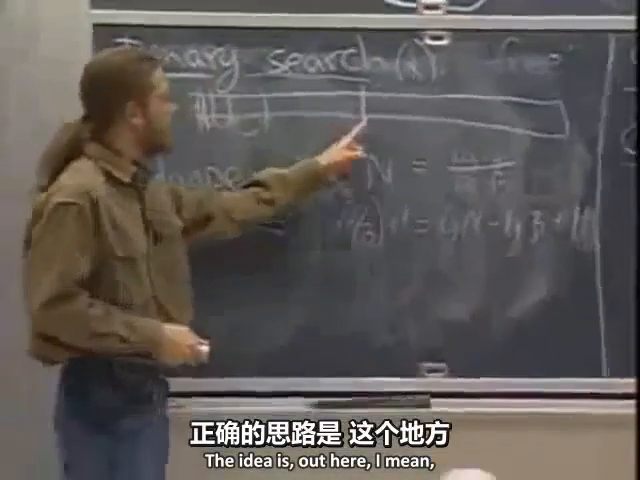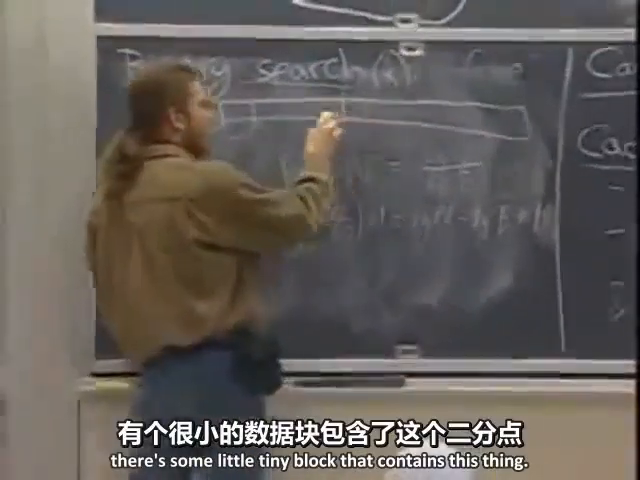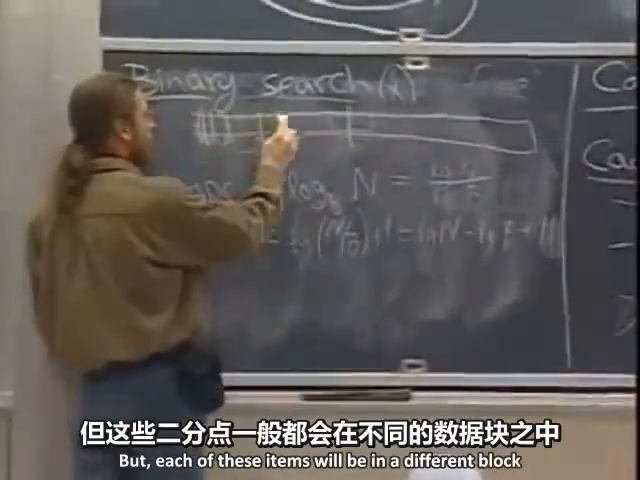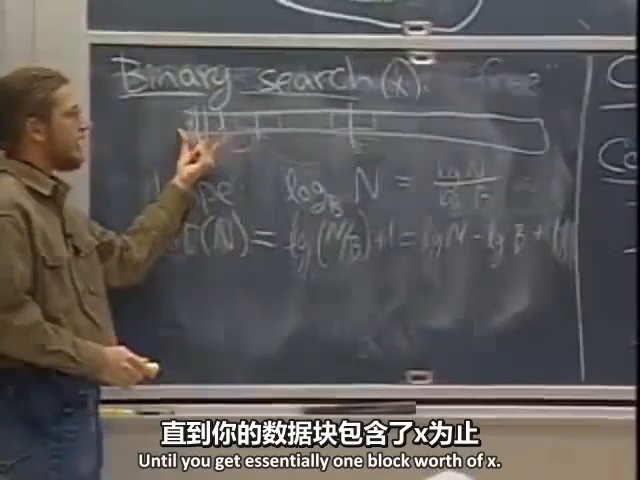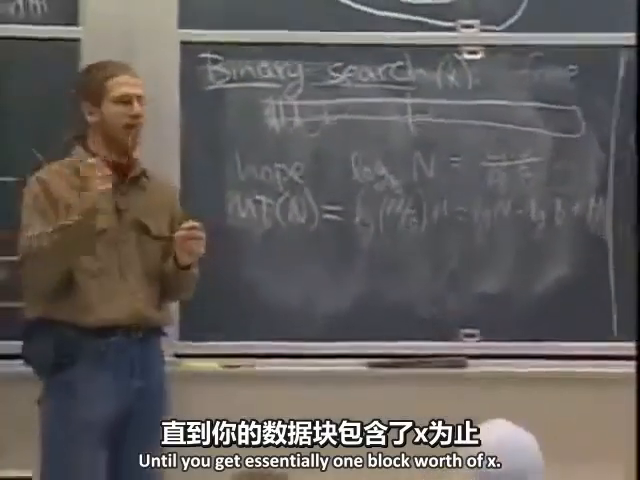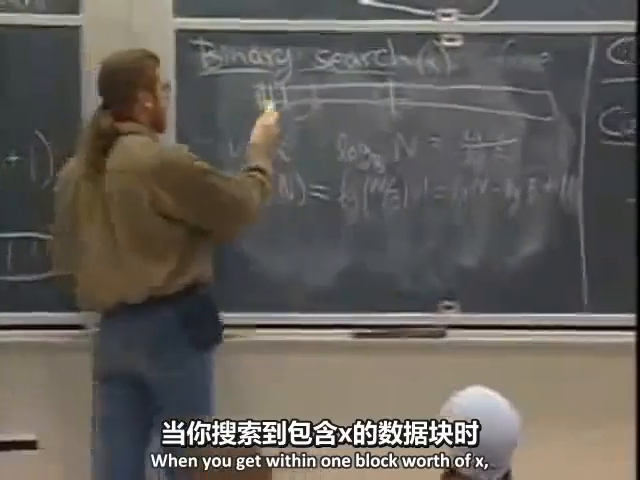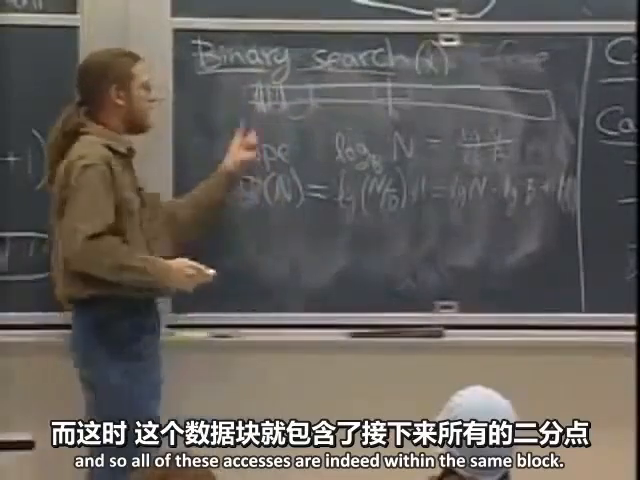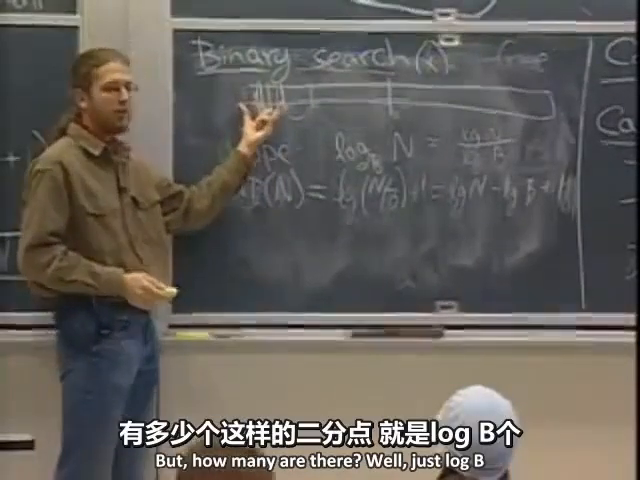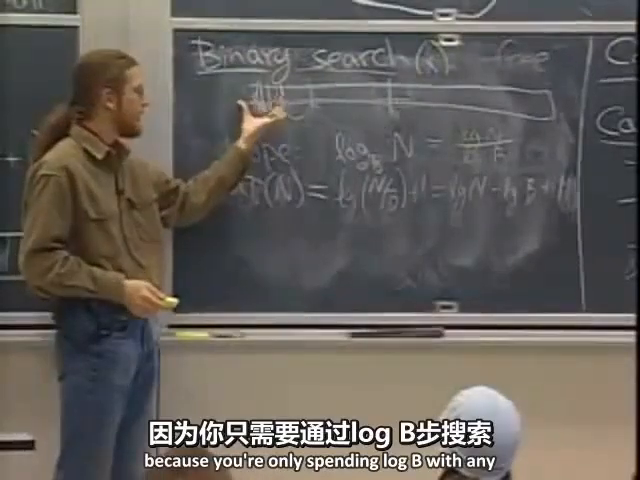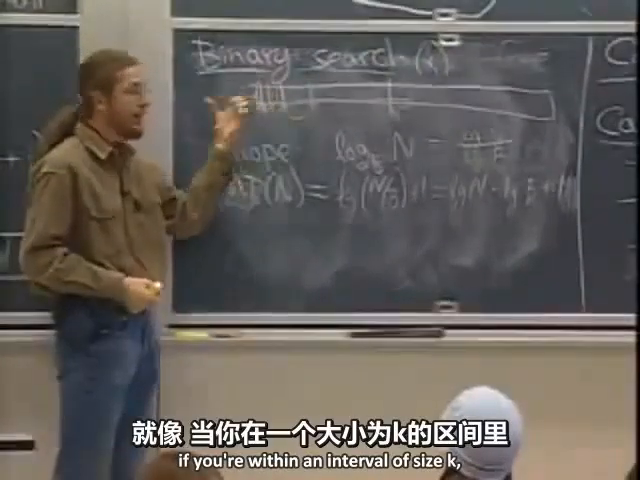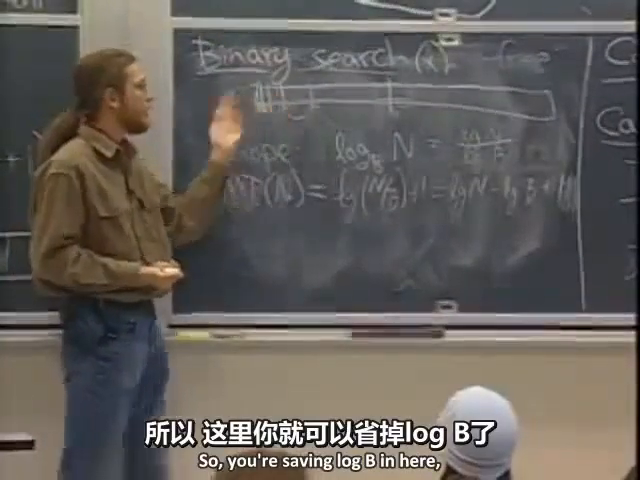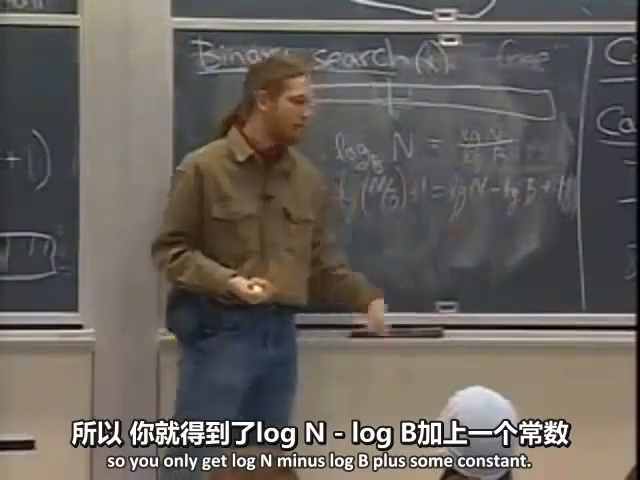The idea is, out here, there's some little tiny block that contains this thing. Tiny depends on how big B is. But each of these items will be in a different block until you get essentially within one block worth of x. When you get within one block worth of x, there's only like a constant number of blocks that matter. And so all of these accesses are indeed within the same block. But how many are there? Well, just log B. Because if you're within an interval of size k, you're only going to spend log k steps in it. So you're saving log B in here. But overall, you're paying log n. So you only get log n minus log B plus some constant.